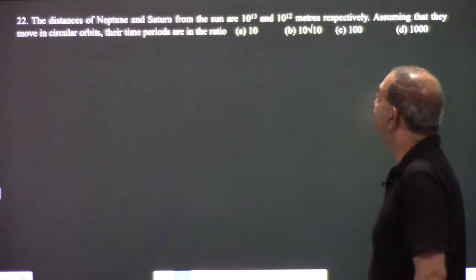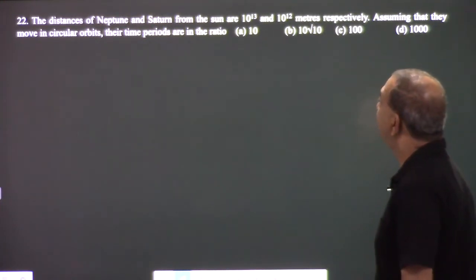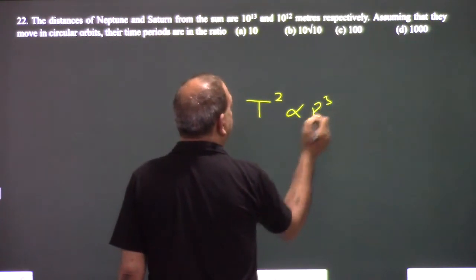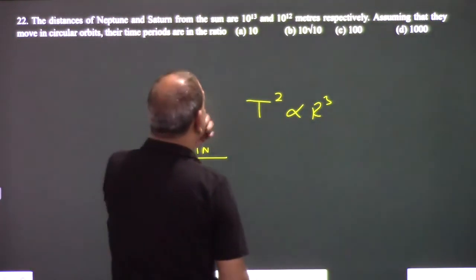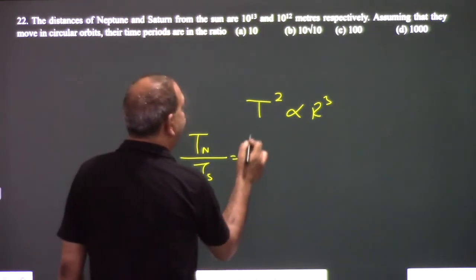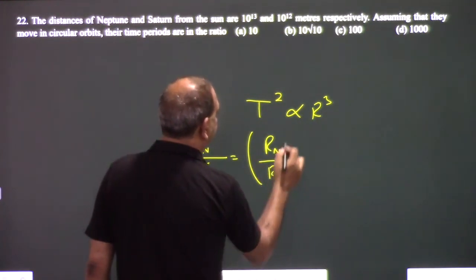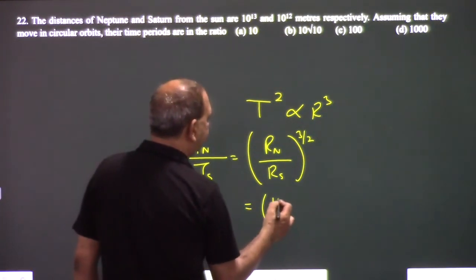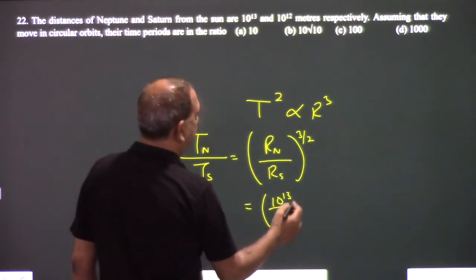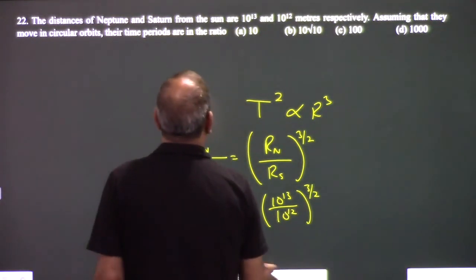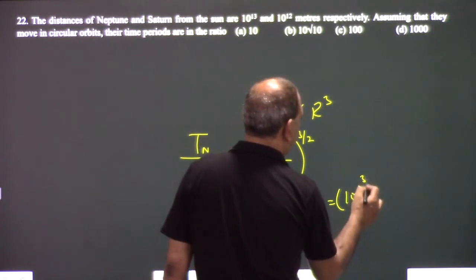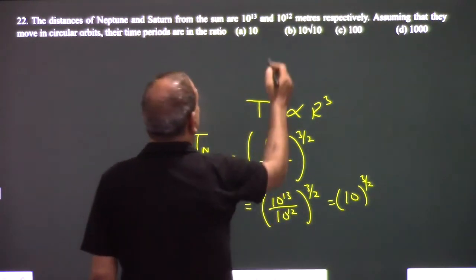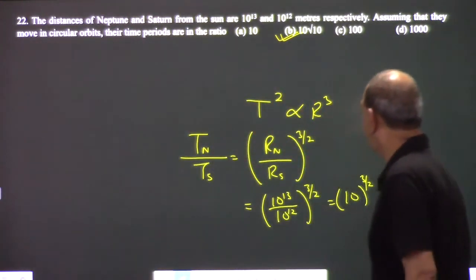The next question: the distances of Neptune and Saturn from the sun are given, and assuming they are moving in circular orbits, their time periods are in the ratio? We know Kepler's third law, T square is proportional to R cube. The time period of Neptune to the time period of Saturn is equal to the radius of Neptune to the radius of Saturn to the power 3 by 2. The radius of Neptune is 10 to the power 13 and Saturn's is 10 to the power 12. So what is left? Only 10. So that is 10 to the power 3 by 2, that is 10 cube, which is 1000, and then the square root, so that will be 10 root 10. That will be our answer.